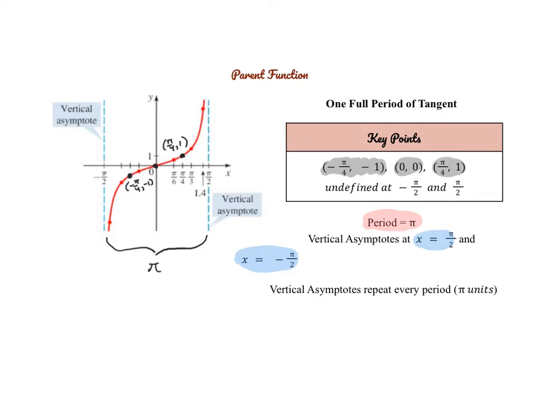You'll notice that if this is 0 and this is negative pi over 2, negative pi over 4 is right halfway in between, and same thing between 0 and pi over 2. Those are the 3 key points that we'll use, and then we can transform them accordingly. Tangent is undefined at negative pi over 2 and pi over 2, which is why we have asymptotes. We'll also make sure to always include our asymptotes, and we can apply transformations to those in the same way that we would our key points. So this is what the parent function looks like, and then we're going to apply those same transformation rules we've been working with all year to help us change our graph.